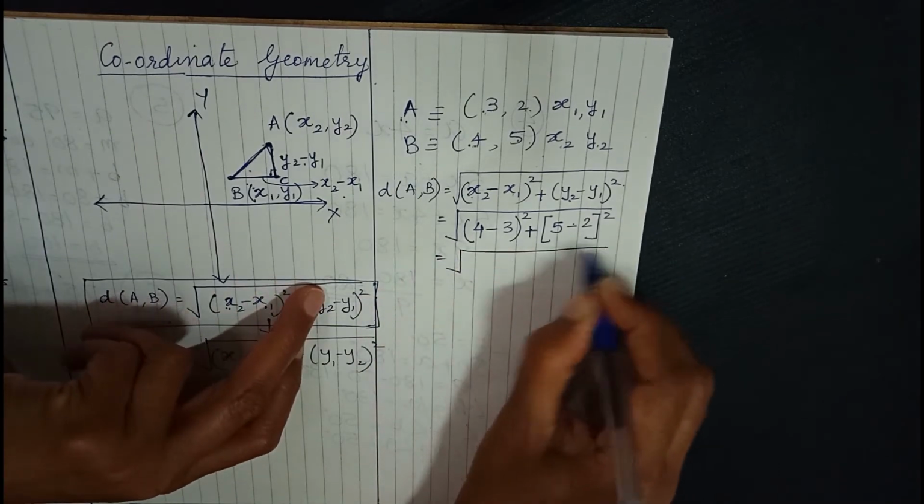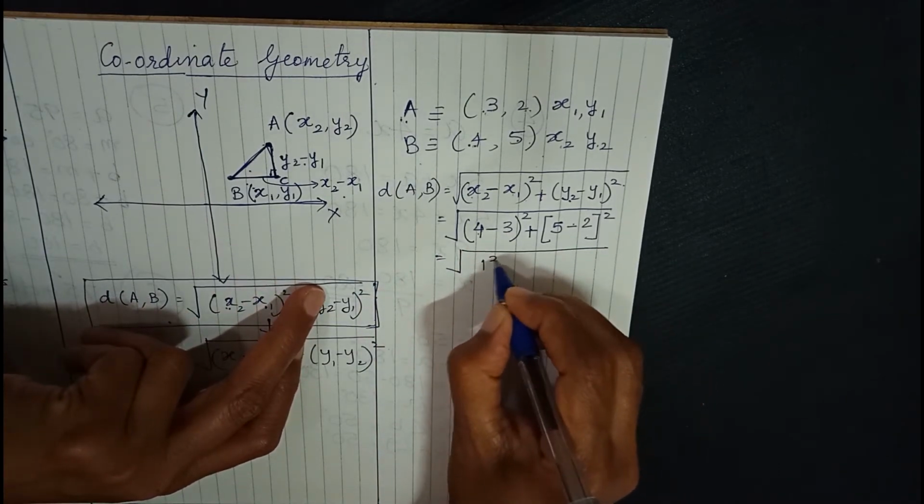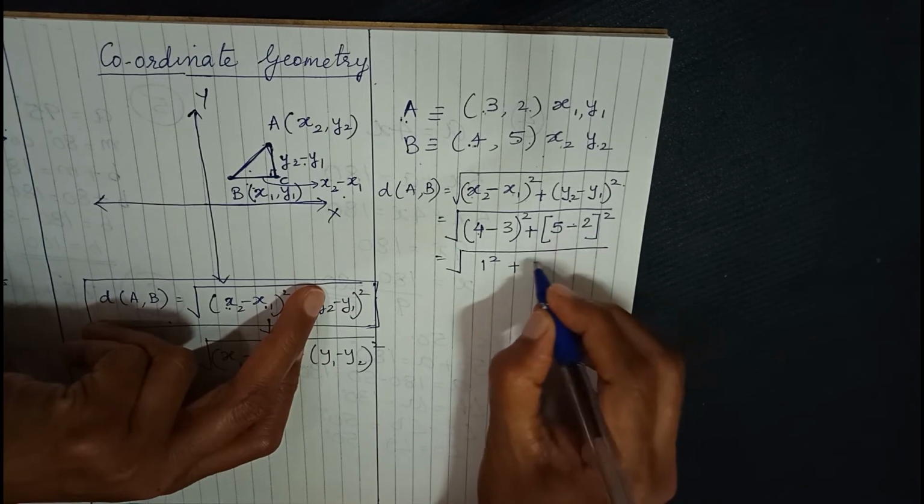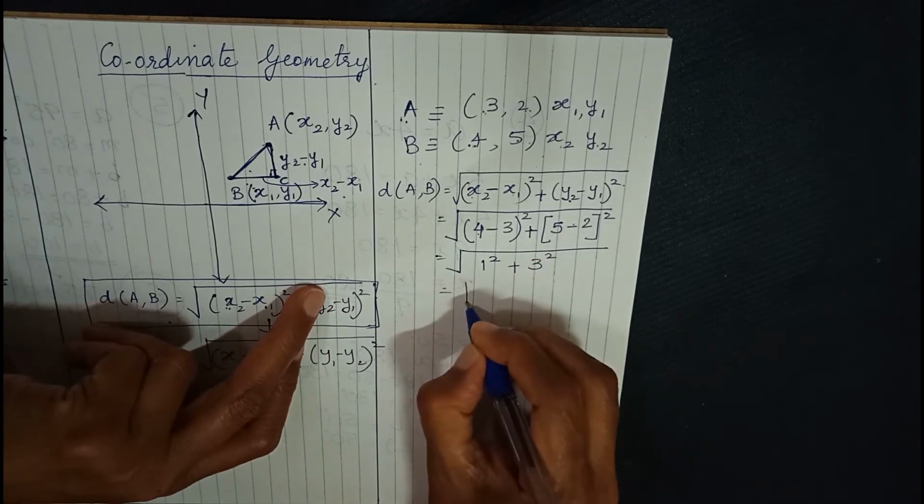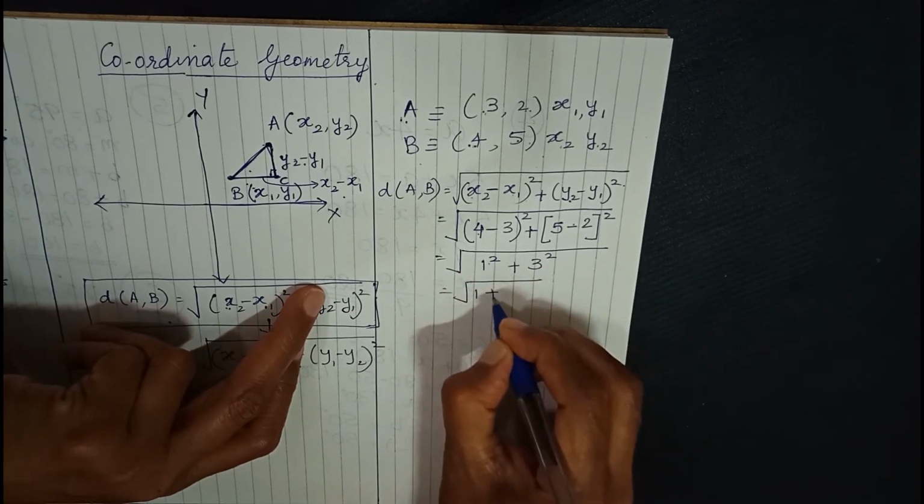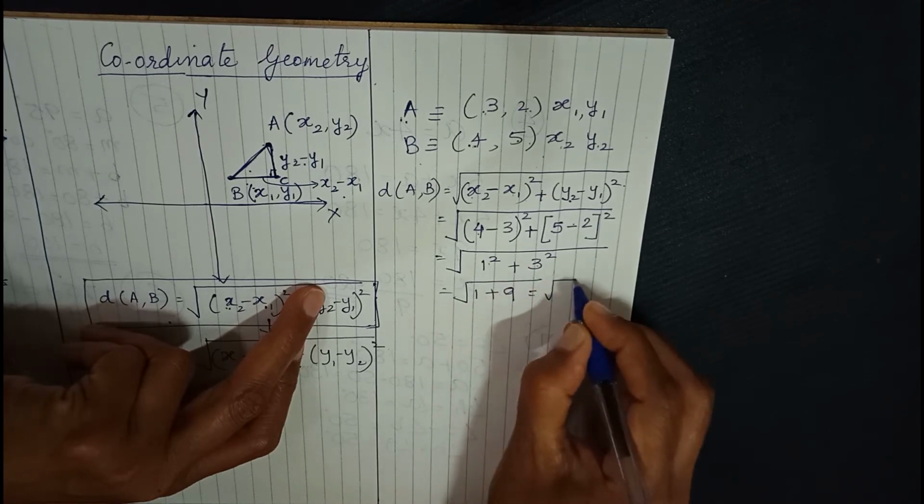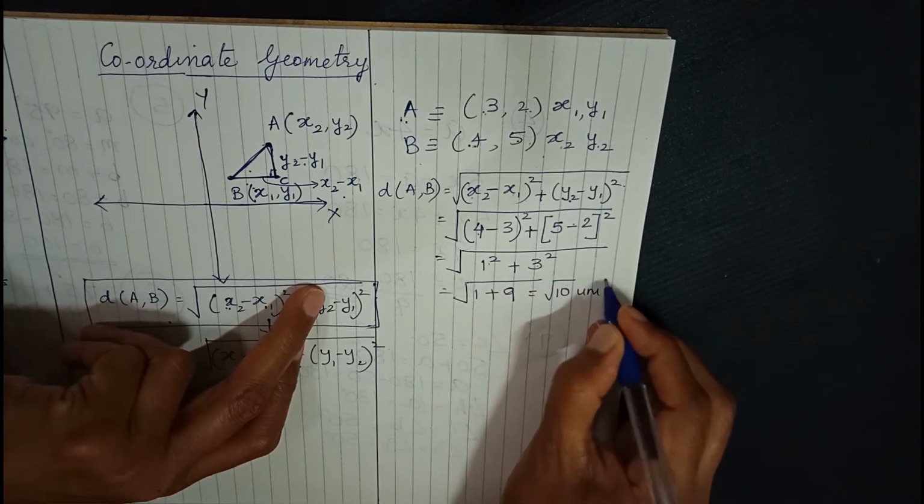Let us solve this now. 4 minus 3 is 1, so 1 square. 5 minus 2 is 3, so 3 square. 1 square is 1, 3 square is 9. So the answer that we get is root 10 units.